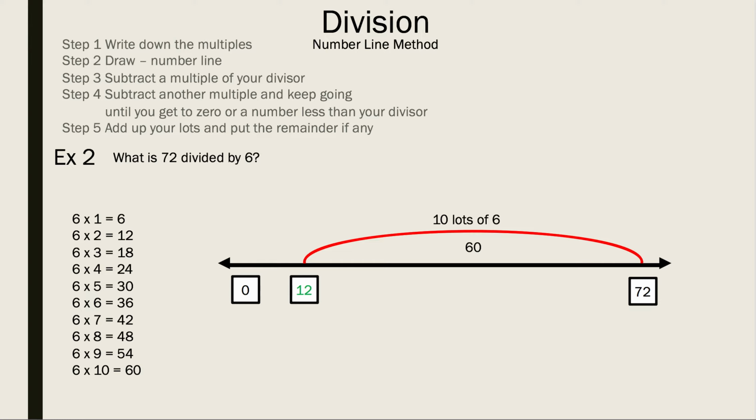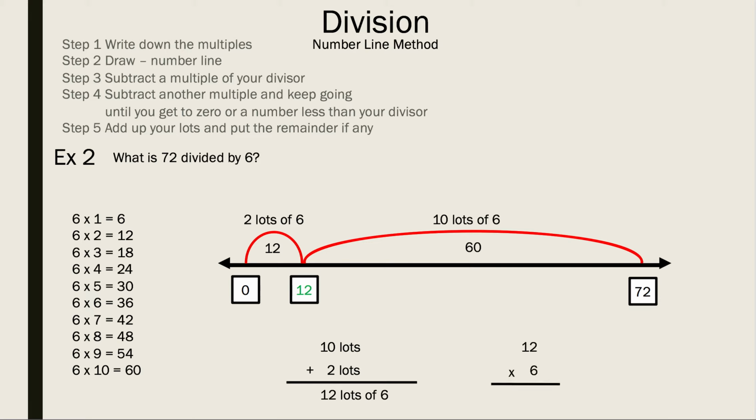Now we're going to draw a hump. And before we do that, let's look at the multiples. Do we have a multiple of 12? And we do. So we can just go ahead and draw the hump from 12 to 0. And that is 2 lots of 6. And 2 times 6 is 12. And we don't have anything else to do because we're at 0. So now we add them. 10 lots and 2 lots gives me 12 lots of 6. So now we're going to go ahead and multiply, and we get 72. So my final answer is 12.